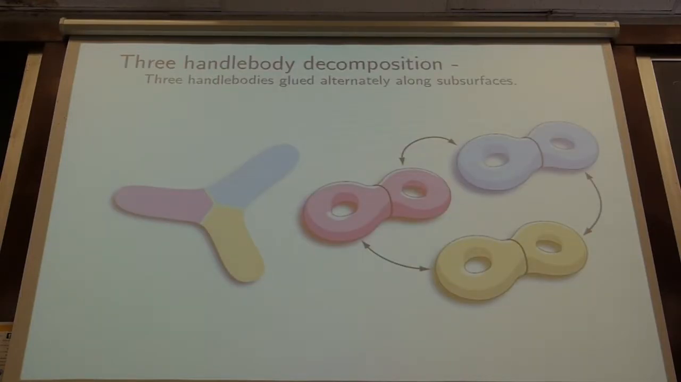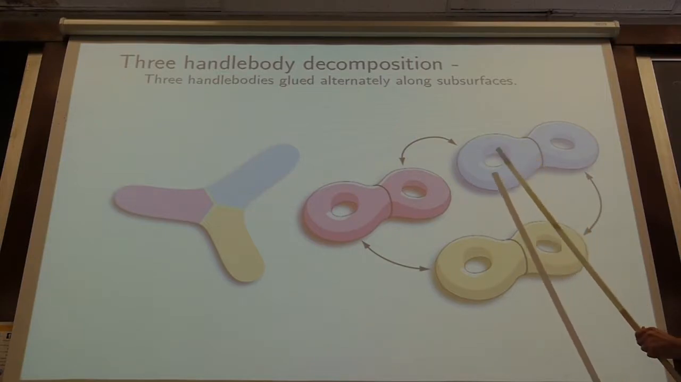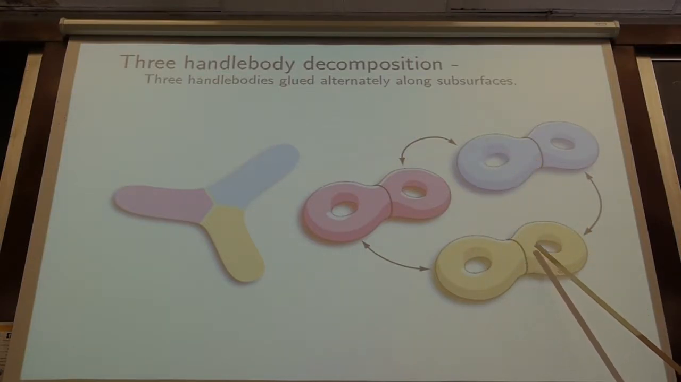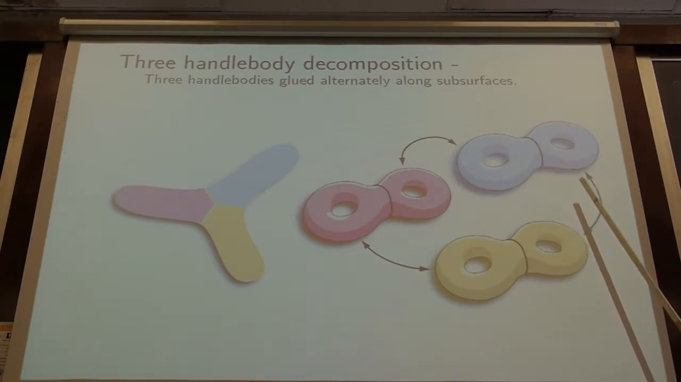So one way to do that is what's called the three-handle body decomposition. Here I've drawn both the topological and the geometric interpretation. So what we do is we take three handle bodies, that's why it's called the three-handle body decomposition. We draw a separating loop on each handle body, and these loops are very simple.